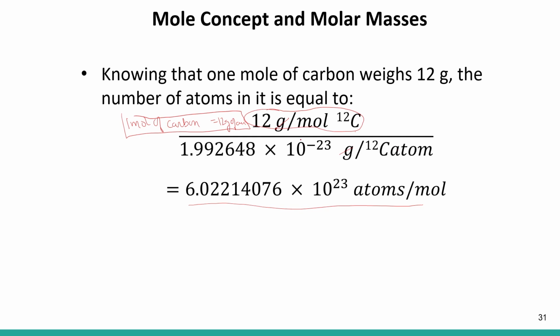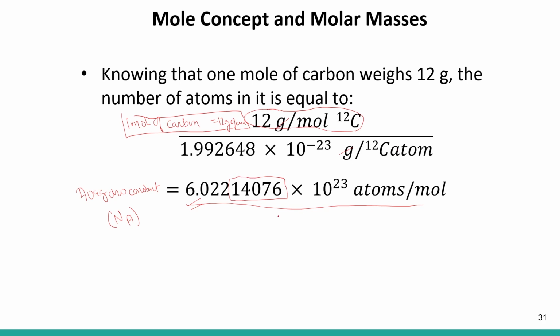Then we multiply it with the mass of one atom of a carbon 12 atom. So we'll get this number, which is called the Avogadro constant, and it is denoted by Na, which comes out to be 6.022 into 10 to the power 23 atoms per mole. Okay, I will not use this number each and every time.